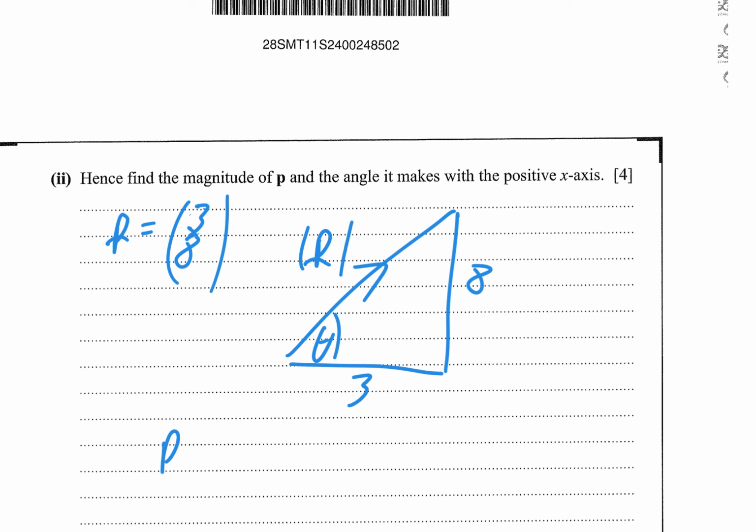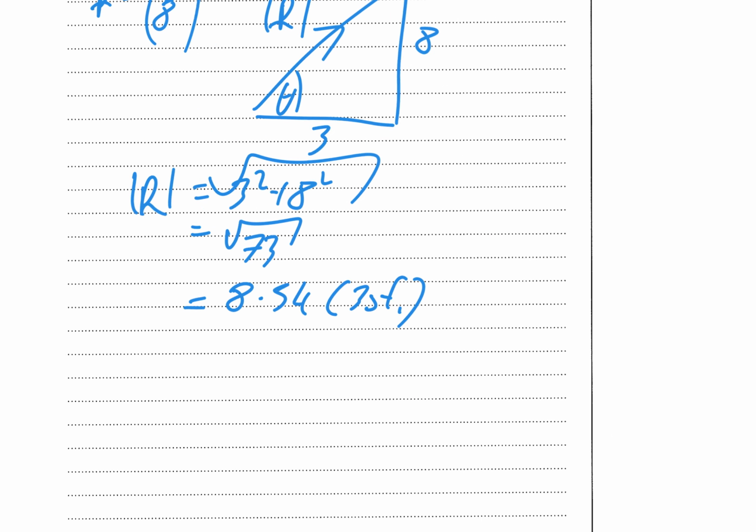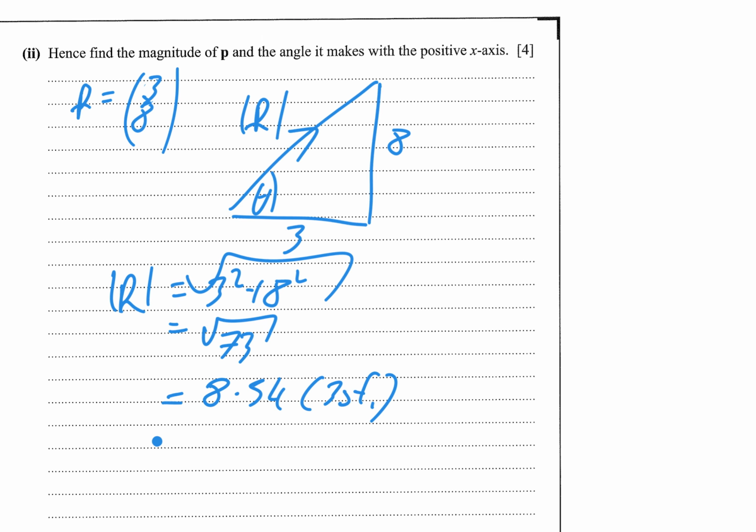So you just use Pythagoras. The magnitude of P is equal to the square root of 3 squared plus 8 squared, which is the square root of 73. The rounded value to 3 significant figures is 8.54. Now the angle part is just using SOHCAHTOA, so we know tan.